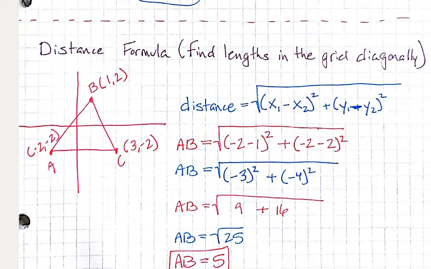Last up, the distance formula. You'll remember in a previous video we talked about finding the distance between 2 points when they were either straight up and down vertically in the grid or perfectly horizontal in the grid. In that case, all we had to do is subtract one x-coordinate from the other or one y-coordinate from the other. But what do we do when they are diagonal in the grid? Well, we happen to have a formula for that.